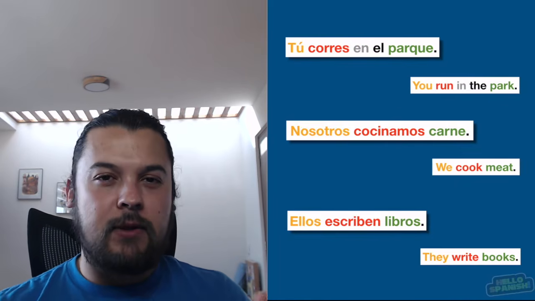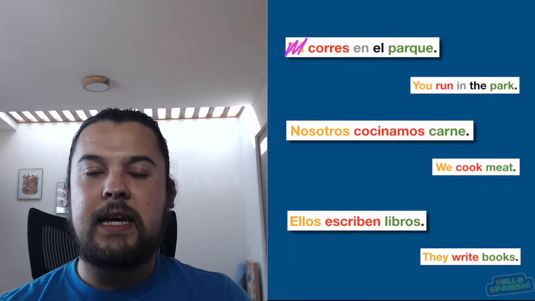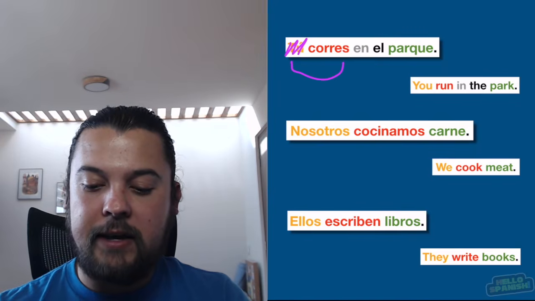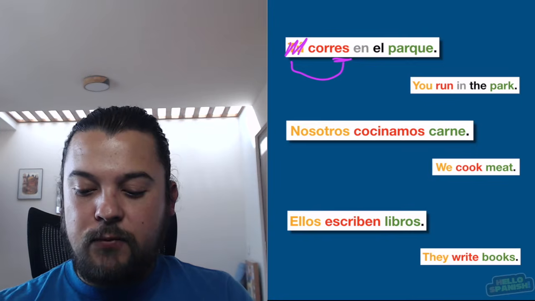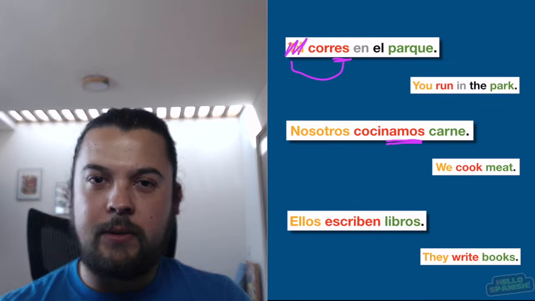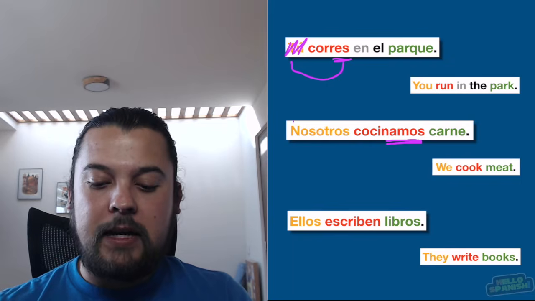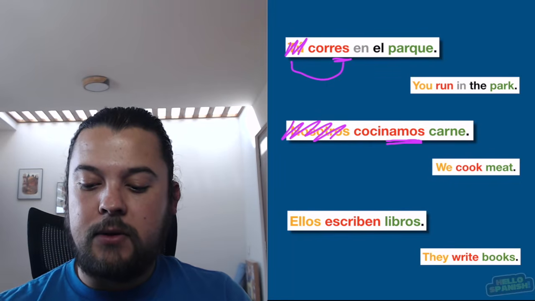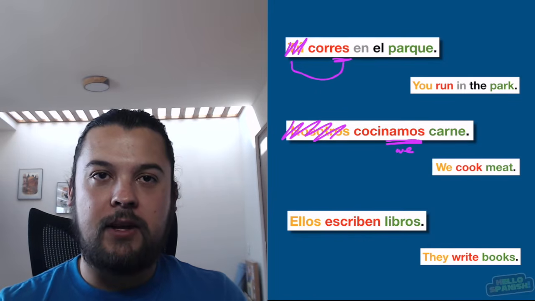Let's see other phrases with different subjects. Tú corres en el parque. You run in the park. Now, once more, you could have said corres en el parque because the es implies the you form. Okay. The same happens with the next verb. The next verb is cocinamos, as in nosotros cocinamos carne. We cook meat. If we didn't say nosotros, it would still be understood that this is the we form because you have the amos form in here.